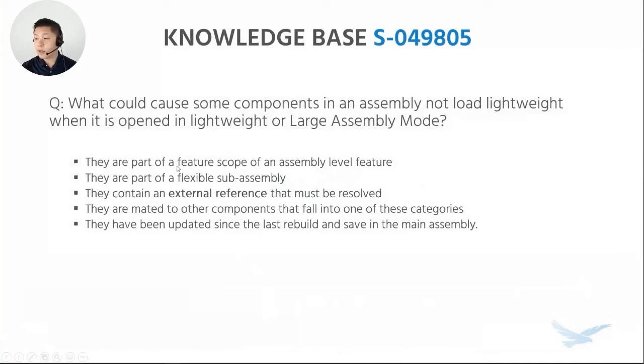It could be part of a feature scope from an assembly level feature, because it needs to rebuild and resolve. It could be part of a flexible subassembly. They could contain external references that must be resolved. They're mated to other components that fall into one of those categories. And also, they've been mated since the last rebuild and saved in the main assembly, okay? So if it fits any one of those criteria, you can use that to narrow down and figure out why it's opening up resolved, especially when we choose lightweight.